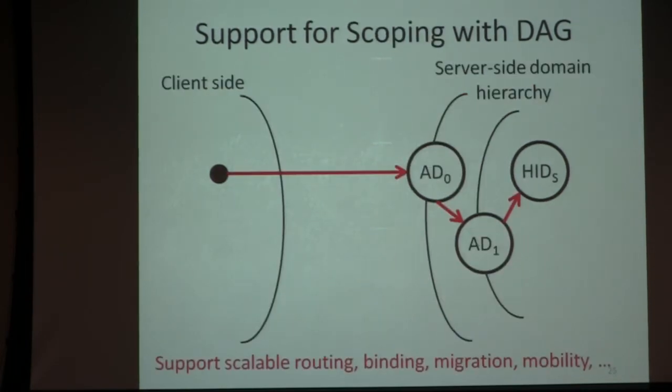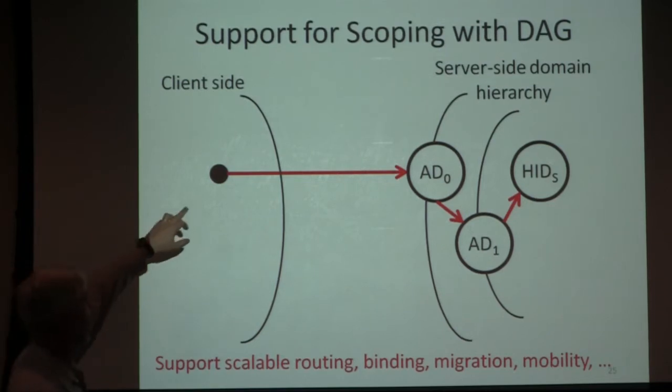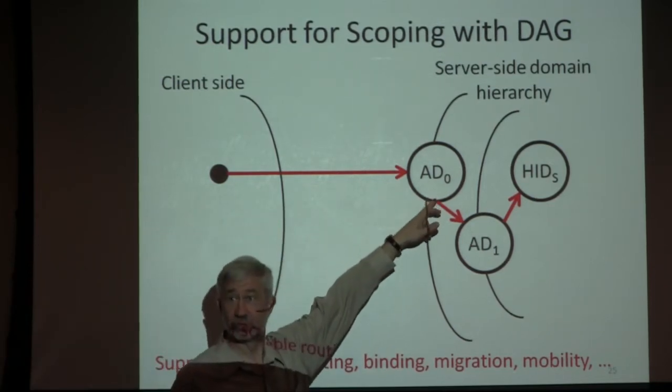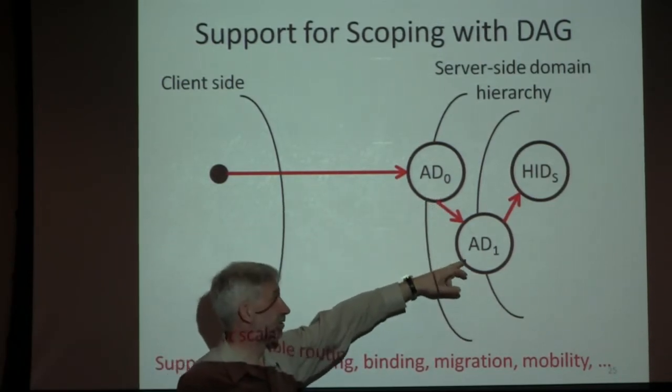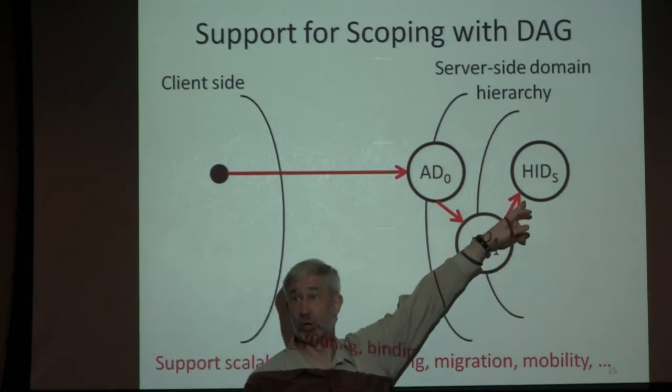Just to stretch this a little bit, we can also do scoping. The picture up there is in fact a DAG. I have a dummy node, then I point at an AD, which would be like a tier 1 AD, then a regional AD, and then there's a host within that AD.